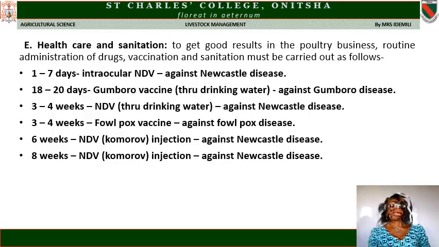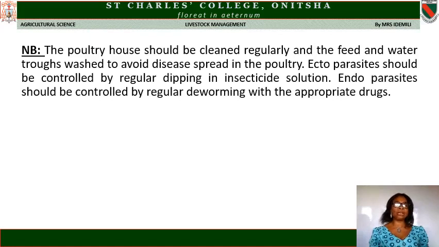The poultry house should be cleaned regularly and feed and water troughs washed to avoid the spread of diseases in the poultry. Ectoparasites should be controlled by regular dipping in insecticide solution. We have a structure known as animal dip in the animal house. Inside the dip, insecticide and water is usually mixed, and then the animals dip there regularly to control ectoparasites. Then the endoparasites should be controlled by regular deworming with the appropriate drugs.